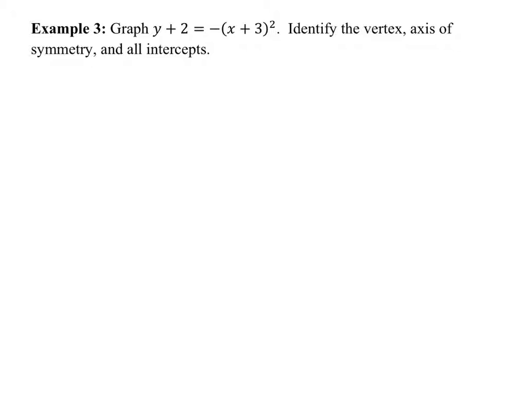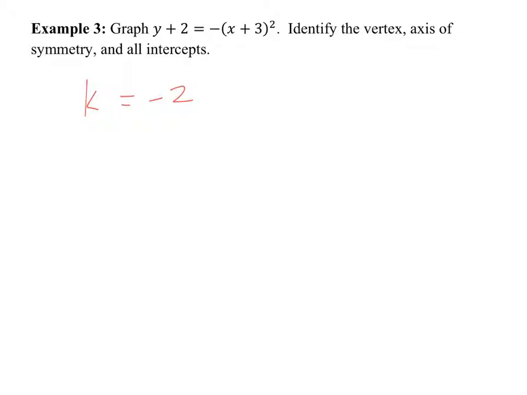So first of all, we see that we have y plus 2 equals negative quantity (x plus 3) squared. So what's h, k, and a? Let's identify those first. H, k, and a. What do we have for those? Give me one of them. K is negative 2. Agree, disagree? K, negative 2. Yes, right?